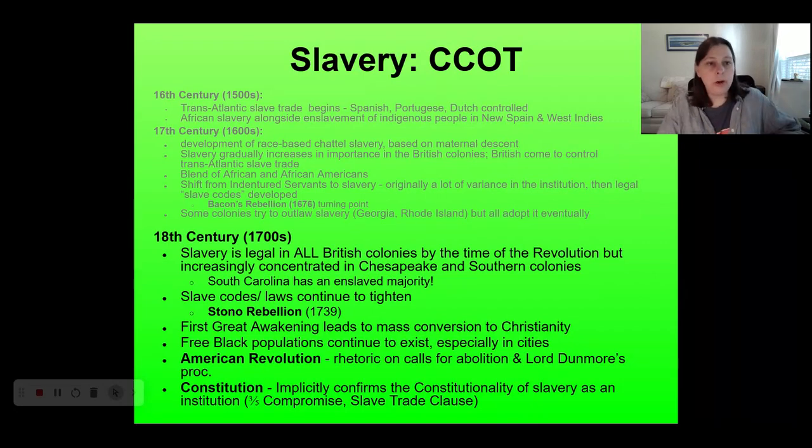Other things that are down here: the First Great Awakening leads to mass conversions to Christianity. It's kind of like the beginning of the Black Church. Both the American Revolution and the Constitution have some impacts on the institution that we talked about on their respective slides as well. And we will be very much coming back to this issue in future historical periods.